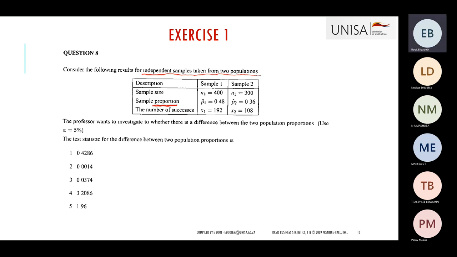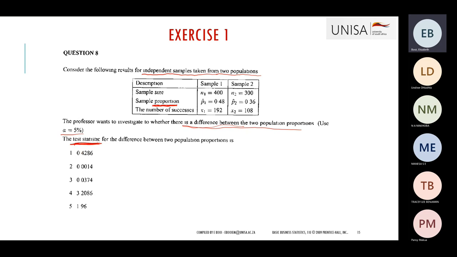Okay. So what are we given as well? We are given the sample sizes, we are given the sample proportions P1 and P2. We are also given the observations, which are the numbers of successes, X1 and X2. The professor wants to investigate whether there is a difference between two population proportions, and we are told what the level of significance is, which is our alpha. And this question is asking us for the test statistic for the difference between the two population proportions.